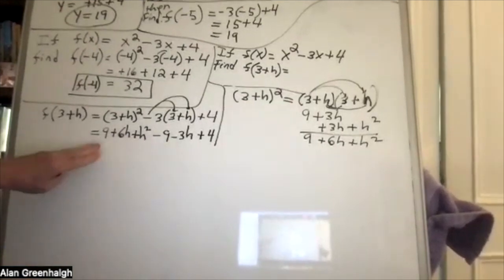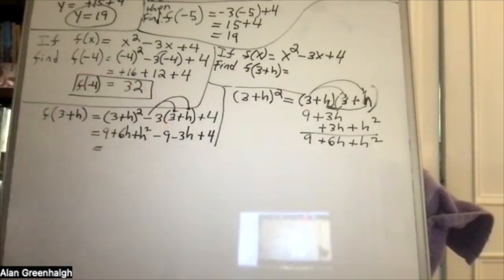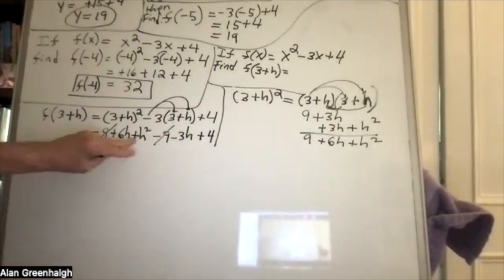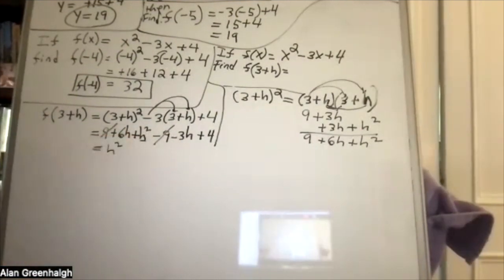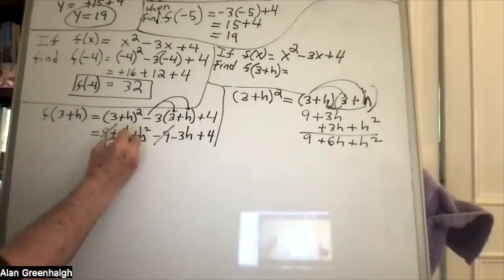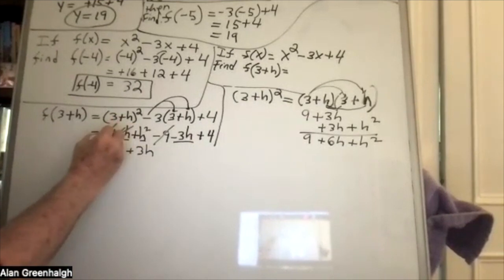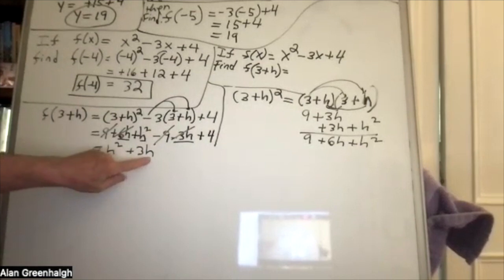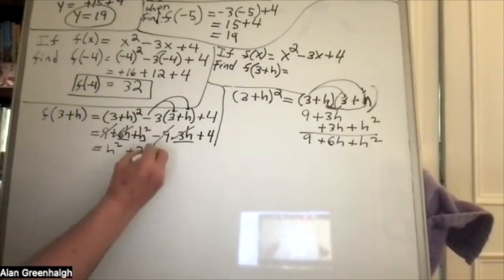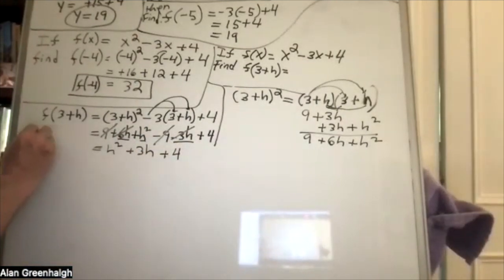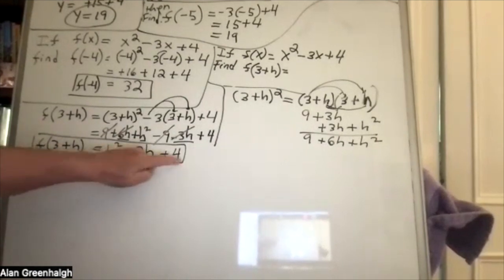Okay, now let's combine like terms. So start at the left, positive 9 and negative 9 is 0. Now the h squared, we usually put at the beginning. So right away, you could take that h squared and put it at the beginning. And now you have 6h minus 3h is positive 3h. So you got rid of the 9s, and 6h minus 3h gives you 3h. And then there are no other numbers here now, because we did the 9 and the 9 and got rid of them. So just bring along the 4. And the answer to the question, f of 3 plus h is equal to this expression, h squared plus 3h plus 4.